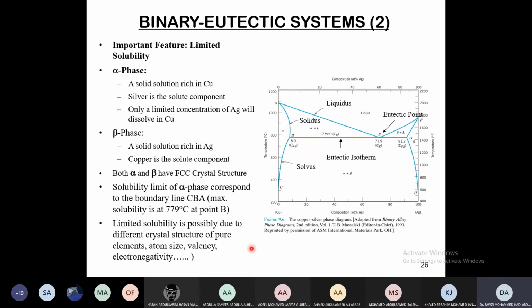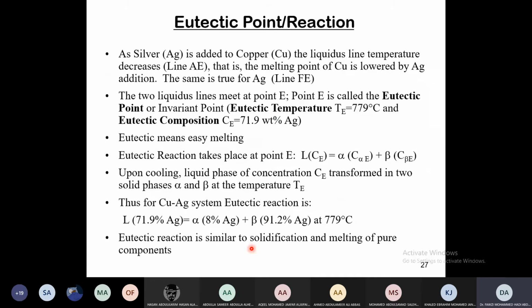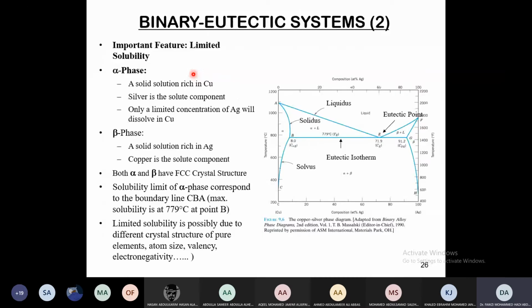And this is what I'm saying in the last paragraph here. As I already mentioned, this I already explained. We are just going to repeat it here. As silver is added to the copper, the liquidus temperature decreases, and this is what I have shown. As silver is added, the liquidus temperature decreases to a minimum melting point at the eutectic point.